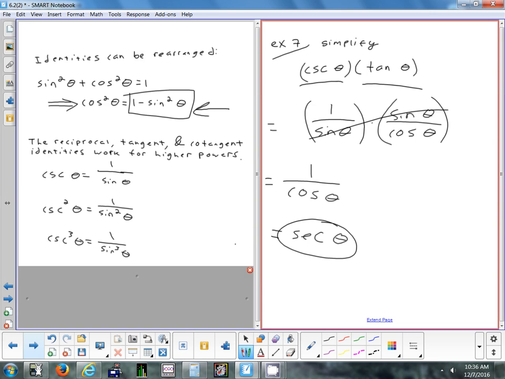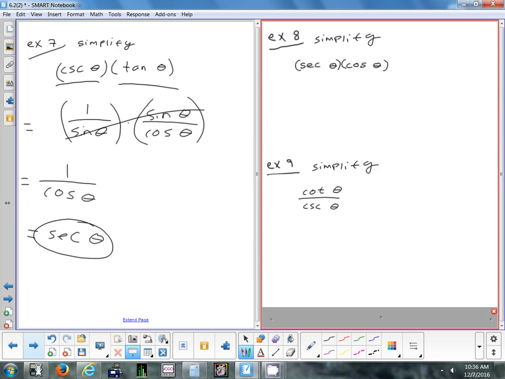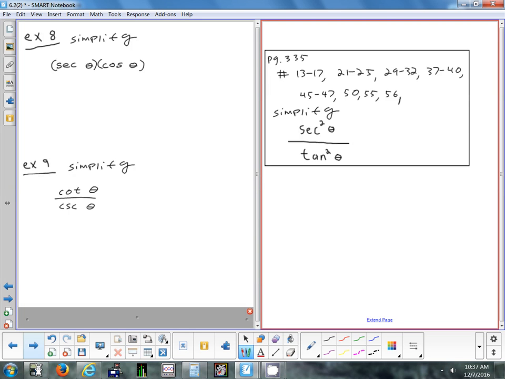So the one on the test is either going to be something like that, or, well, example 8 is the same thing. You would do exactly the same thing. I'm going to have you try example 9 for homework, and we'll go over that before the test. The homework is on page 335, and I don't want you to simplify that. Just simplify example 9.